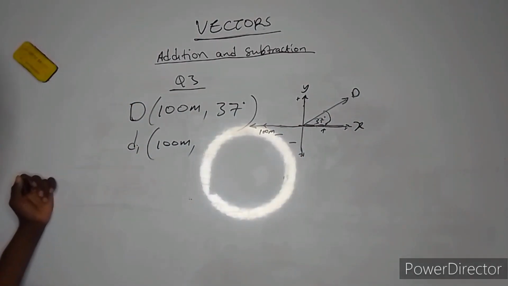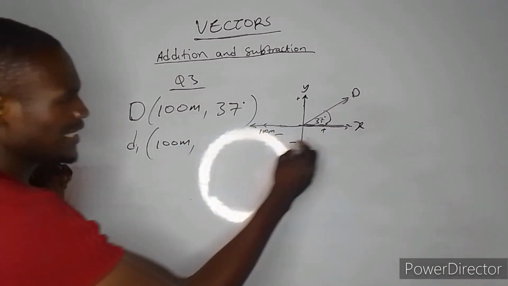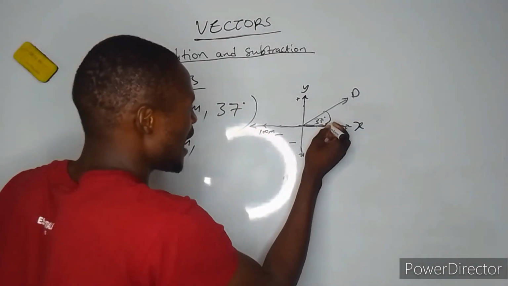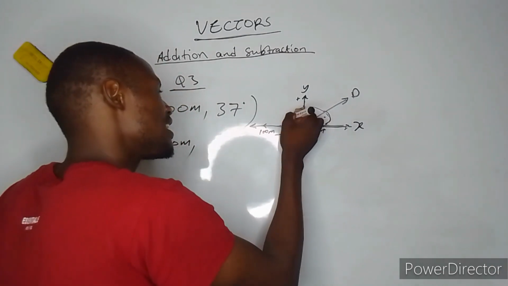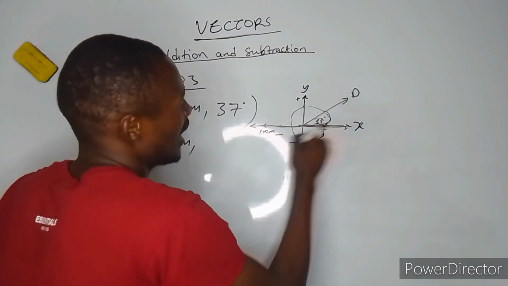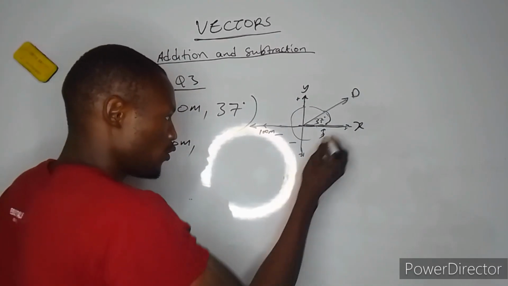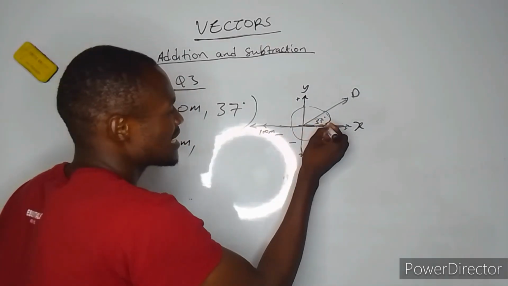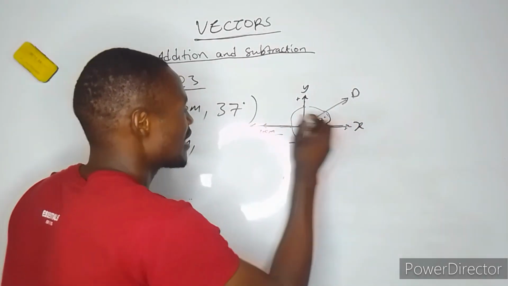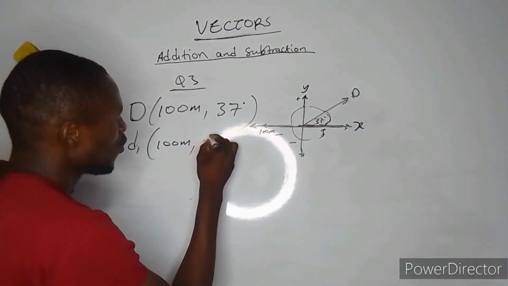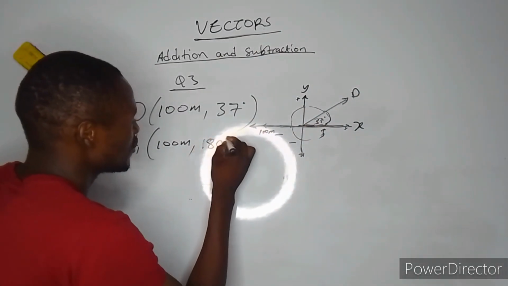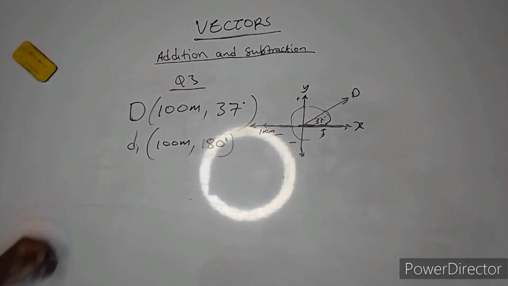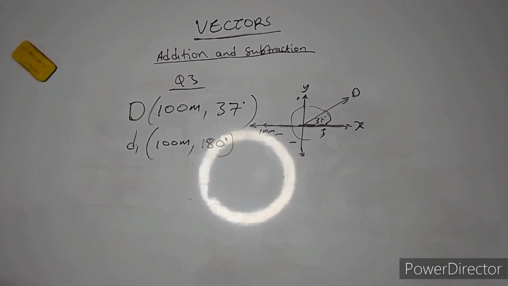Now the question is, what is the angle? Remember, we measure angles starting from the positive x-axis going in this direction, which is anti-clockwise. From here up to here, this is a straight line. Therefore, the angle is going to be 180 degrees. So we now know the magnitude and the direction of vector d1.